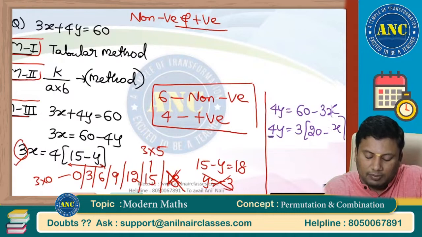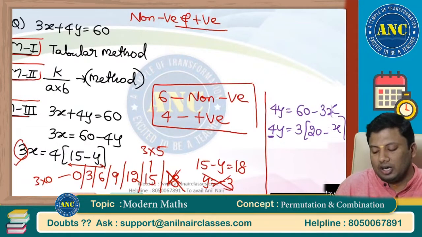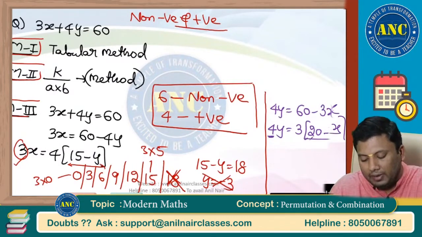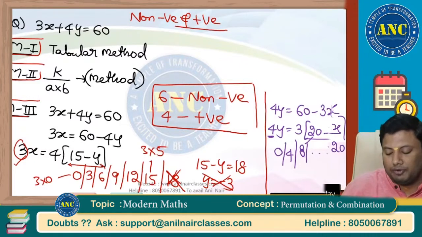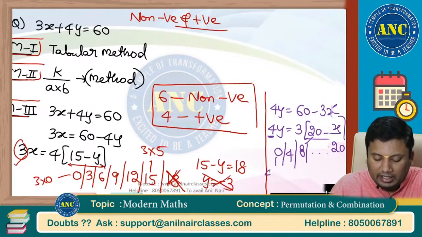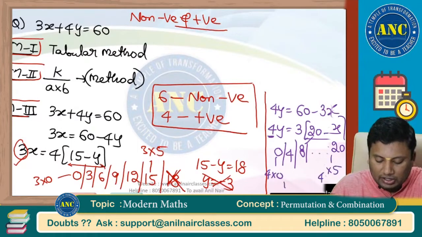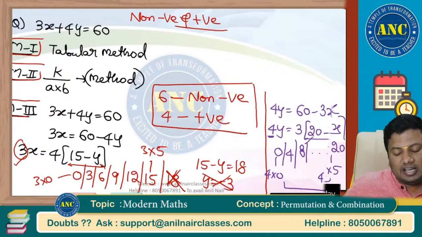It is divisible by 4. 3 is not divisible by 4. 20 minus x is divisible by 4. 4 zeros are 0, 4 ones are 4, 4 twos are 8, 4 5s are 20. 4 6s are 24, so x will be negative. Again, 4 zeros are 0, 4 5s are 20. From 0 to 5, I got 6 non-negative and 4 positive solutions.